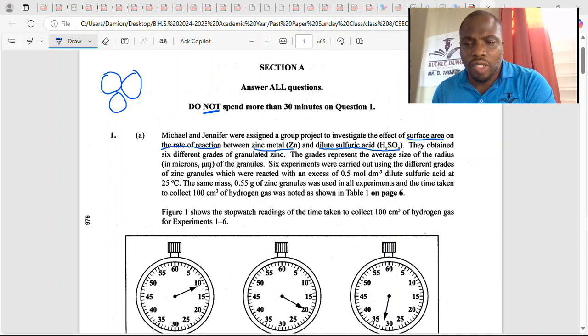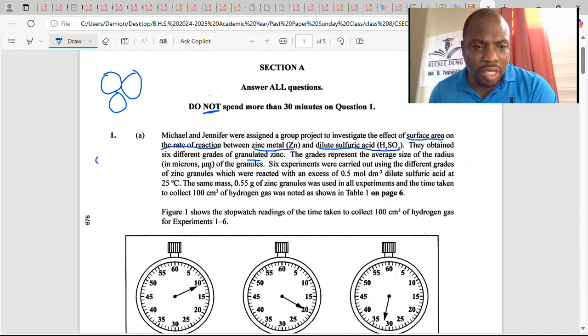So Jennifer and Michael obtained 6 different grades of granulated zinc. The grades represent the average size of the radius in microns. So if we talk about the grades, it's the diameter, how it goes across. So you have 6 different sizes.